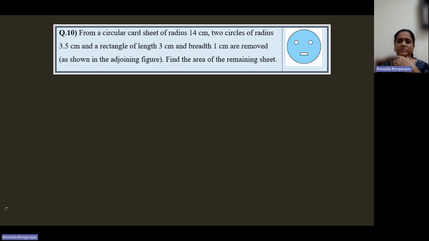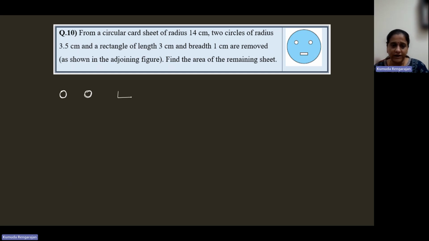Similar here. From this circular piece, I'll just call it cardboard, what are you removing? You're removing 2 circles and 1 rectangle. So find the area of this circle and multiply by 2, so you'll get the area of the 2 circles. How? Pi r square. r is given there. Pi r square, you'll find the area of the circle. Multiply that by 2. You'll get the area of both the circles.